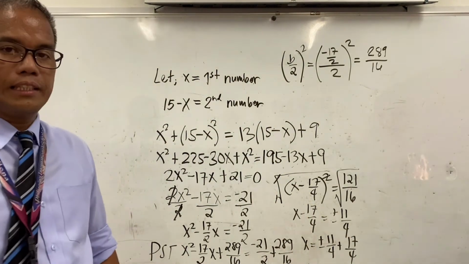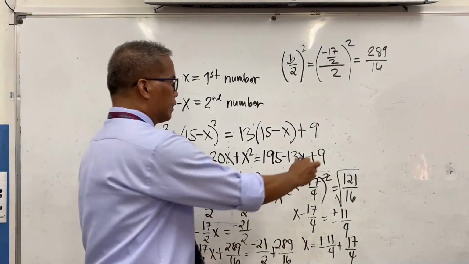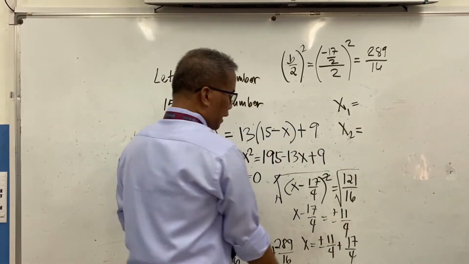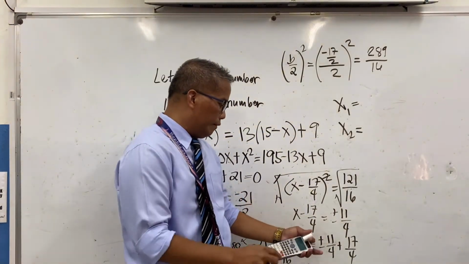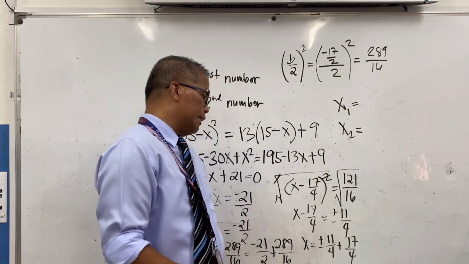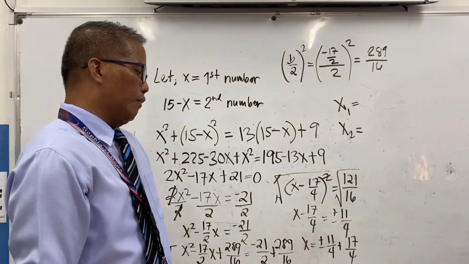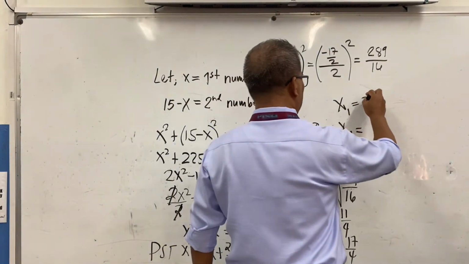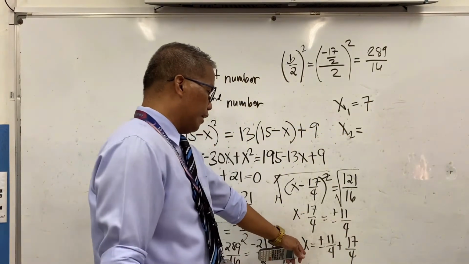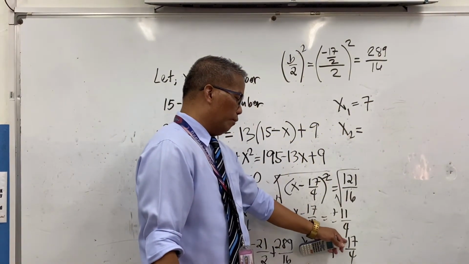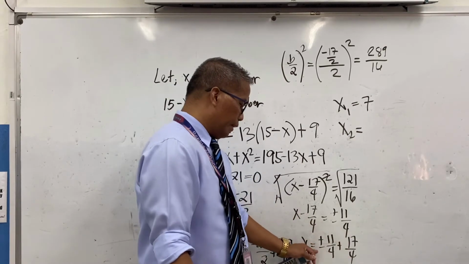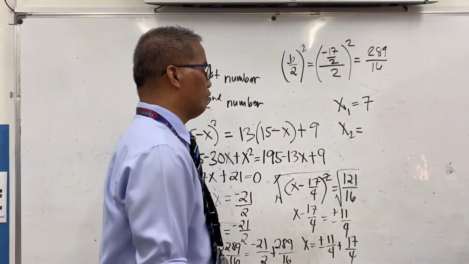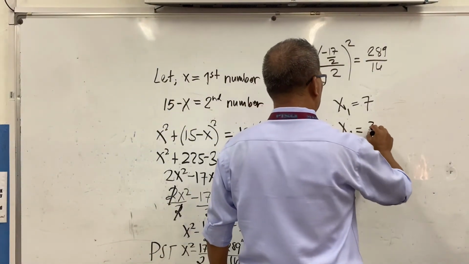Now, let us find out the value of x. So x sub 1 and x sub 2. Let us use first the positive. So 11 plus 17 equals 28. 28 divided by 4, the answer is 7. Next, negative. Negative 11 plus 17 equals 6. Then 6 divided by 4, in lowest terms, is 3 over 2.